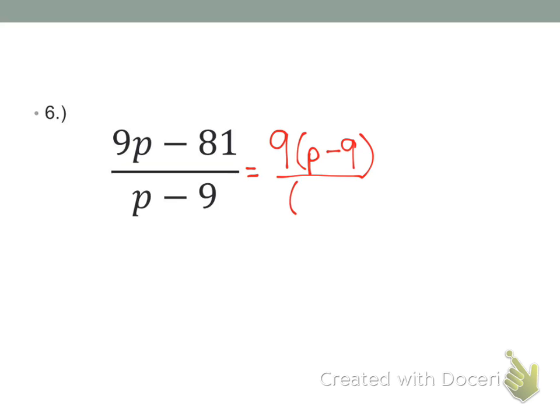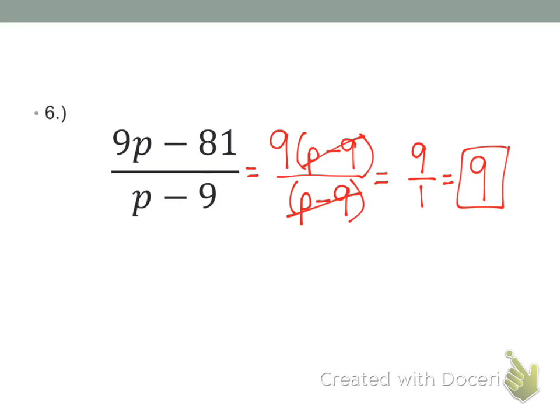No, it's a binomial though, so I could write it in parentheses. What's going to cancel out? The P minus 9s. What am I left with in my denominator? A 1. Do I have to write it as 9 over 1? No, that's the same as it just being 9. If you write it as 9 over 1, that's fine. It's the same thing. But if you just put 9, it's also all right.